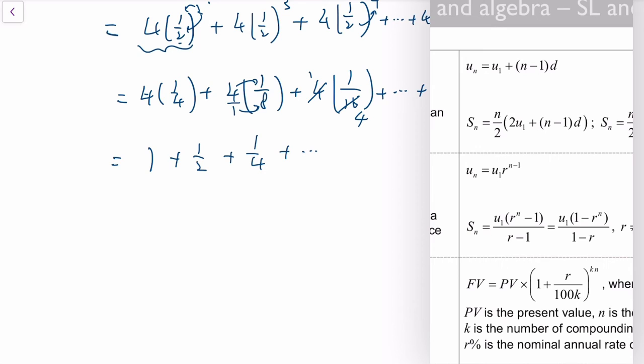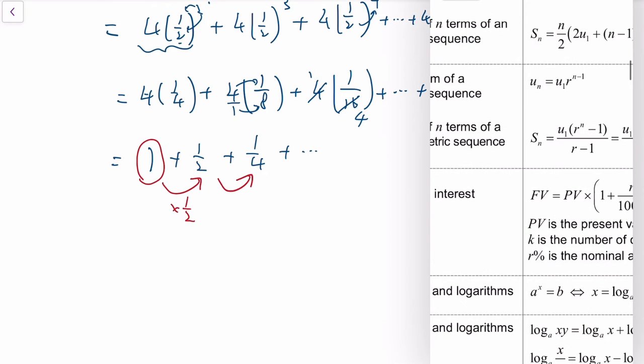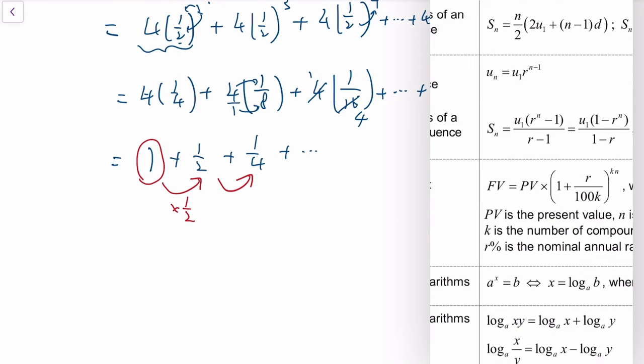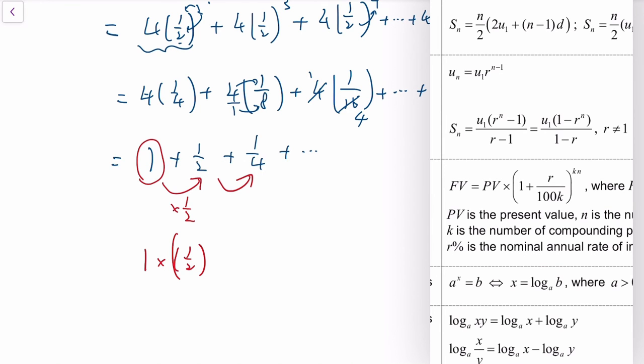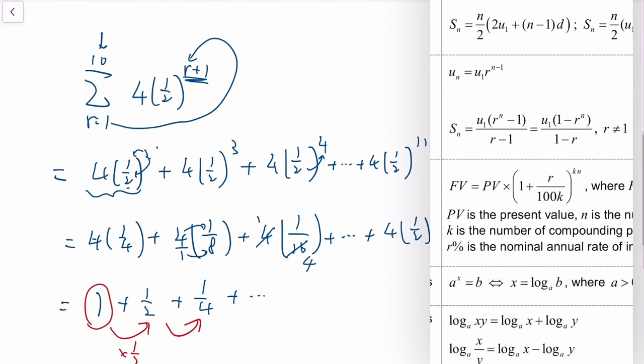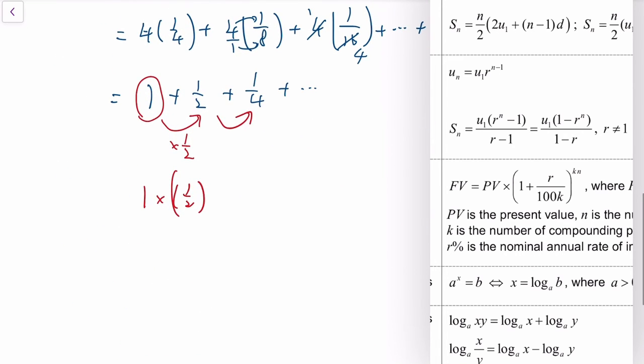Then it should be clear now. This is geometric, with first term being 1 and common ratio being a half. Then you can use the geometric formula. So u1 is 1, times r to the power of n. You know both of them are the same, so you can use either one to the power of n. So how many terms are there? We go from r being 1 to r being 10, so there are 10 terms. So n is 10: 10 minus 1, over half minus 1.